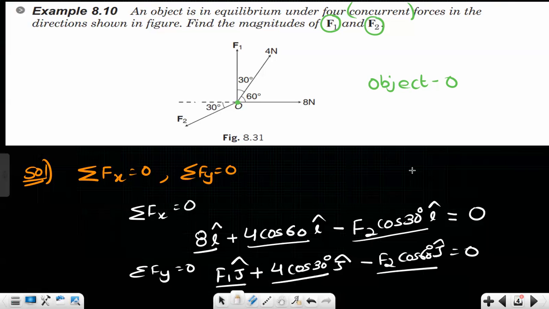So we have plenty of questions based upon this equilibrium model. Yes, sir, we are going to do all the problems.